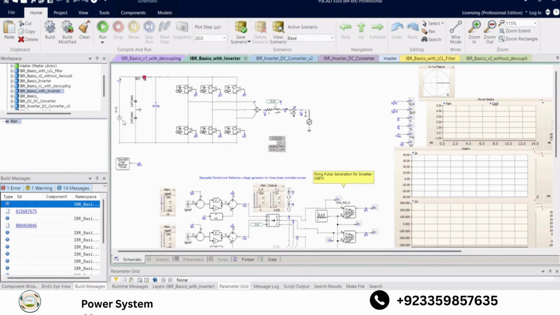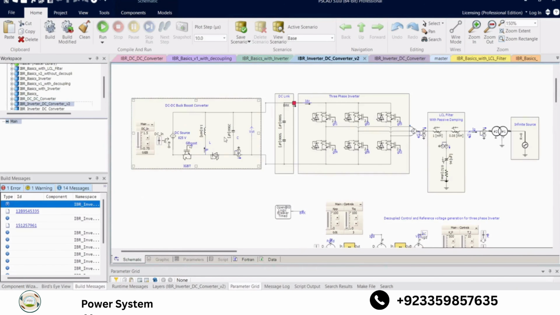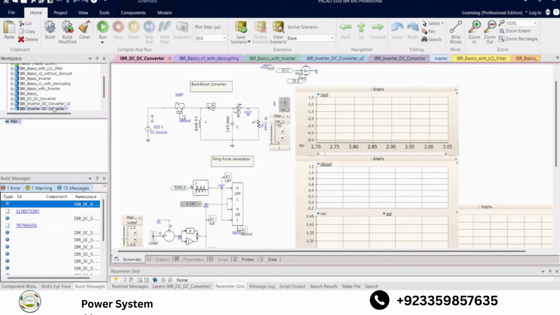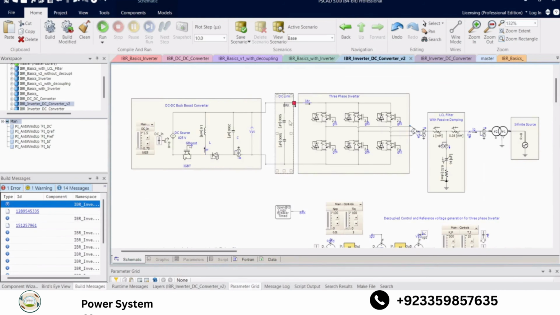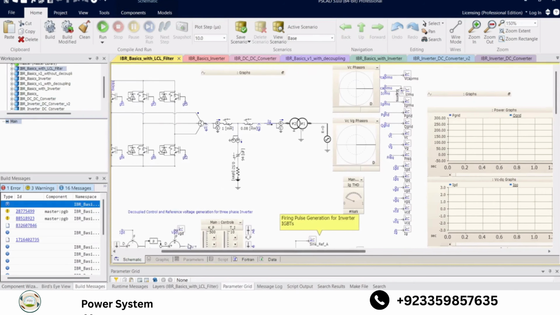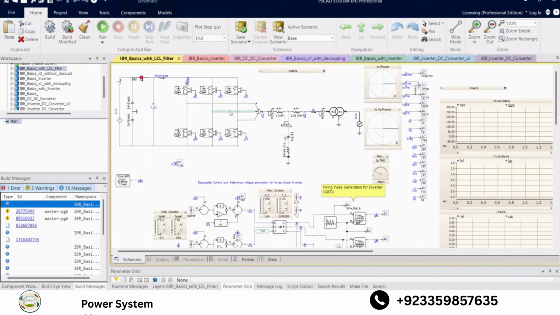After that, I introduce a DC source that is not constant. For example, let's look at it. Here, when our DC source is not constant, then I need a buck boost converter. And obviously I have also introduced an LCL filter. So this is the same circuit with a constant DC source, inverter, and LCL filter.